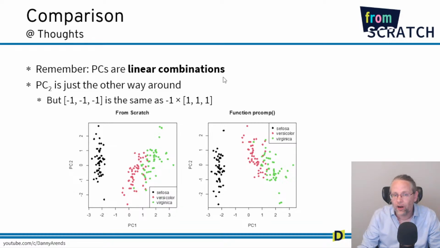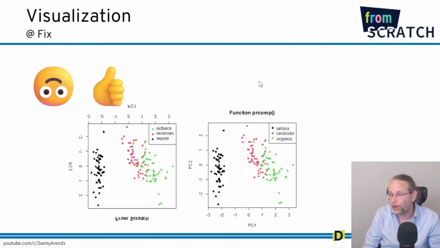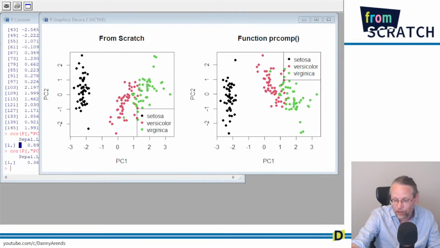So since they are linear combinations, they can be orthogonal. And of course, being orthogonal in the perpendicular direction is the same as being orthogonal in the other direction, right? So how do we fix this? Well, we just flip it around, right? So we just flip it around, and then you can see that they're exactly the same PCA plot, right? So that's the fix. Of course, we can do this in R as well, right?